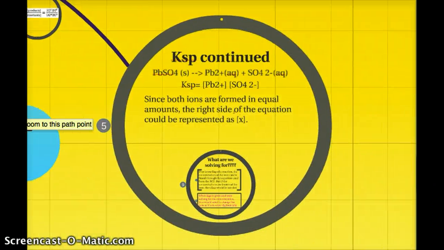This is a real example of a KSP problem. You see the dissociation of lead-2 sulfate into its ions, lead-2 plus and sulfate-2 minus. Since there are no coefficients, the KSP equation can be written in equal amounts. Because of this, each ion can be represented as an X when looking for the concentrations of these certain ions. But in other problems, you might have a 2x squared or a 4x or whatever the reaction calls for.